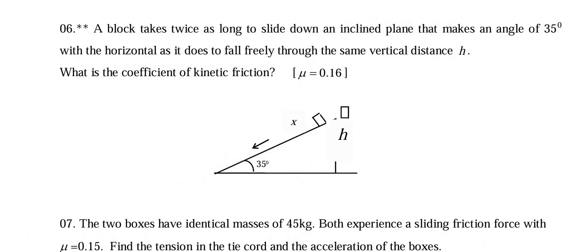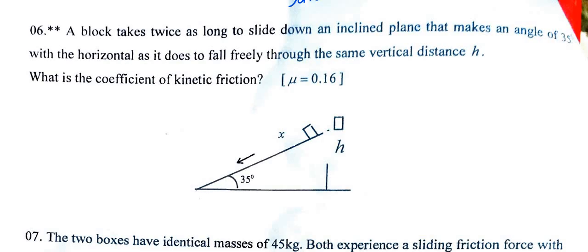So look at question number 6. They're saying a block takes twice as long to slide down an inclined plane that makes an angle of 35 degrees with the horizontal, as it would take to fall freely through the same vertical distance. What is the coefficient of friction? So we're looking for mu.